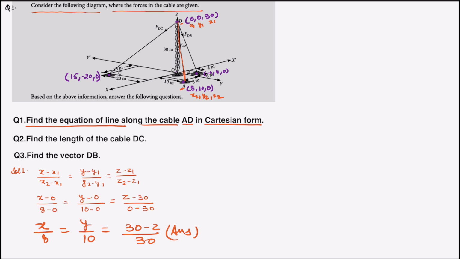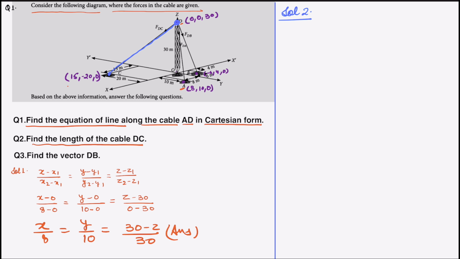Next it is saying, find the length of the cable DC. In this part, what we have to do is to find distance between C and D. And we know the formula of distance between 2 points in 3D. This we have learned in class 11th. You should know that. Okay, now we know the formula.